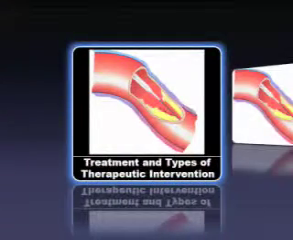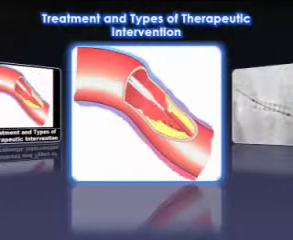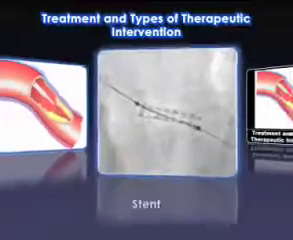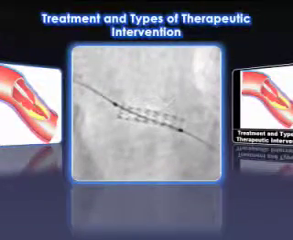Angina is treated using nitrates, beta blockers, and calcium channel blockers. Important therapeutic interventional measures include thrombolytic therapy, percutaneous transluminal angioplasty, stent, and percutaneous atherectomy.